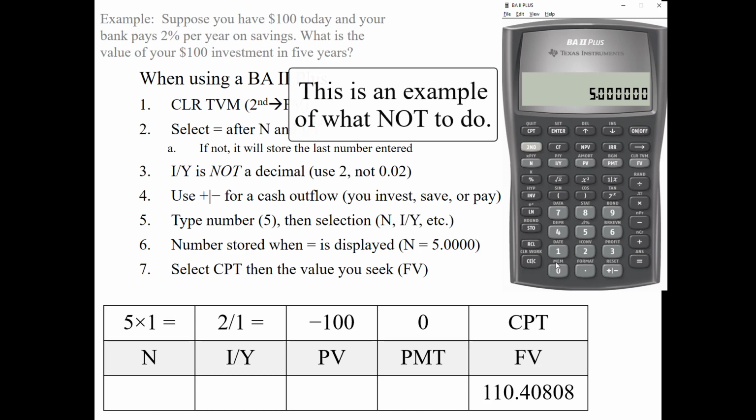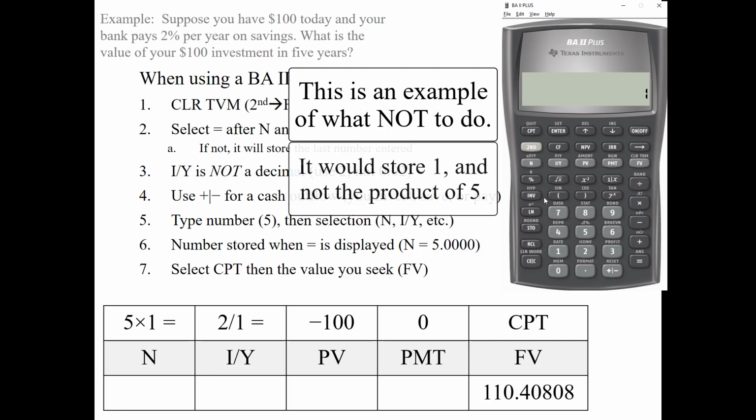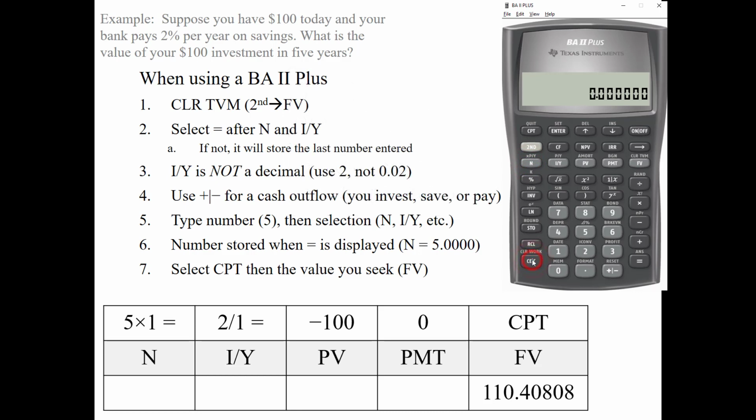And so, for example, if I go back and show you what would happen, again, this is not the way to do it, but if we were to type in 5 times 1 and I did not hit equals and I only hit N, it would save the 1 as N. And so if you're having trouble with it, make sure that you always hit equals. 5 times 1 equals, and you'll see the number in the calculator is 5.0, and then hit our N. And you'll notice that it's stored because it says N equals.